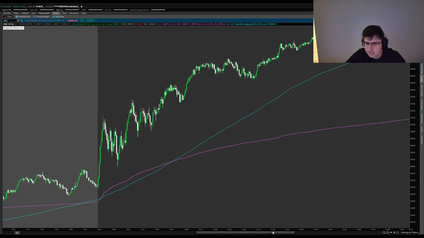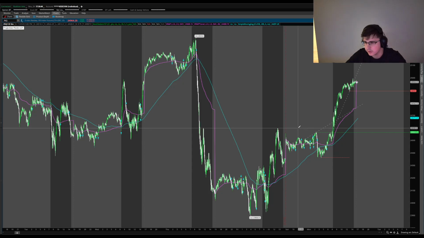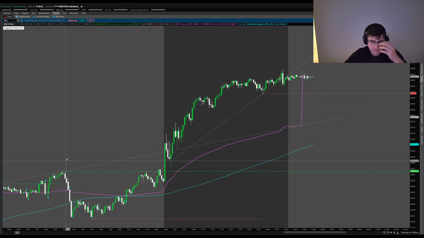As we can see, what are we going to do to draw a support zone? We're going to draw two levels of support. So let's go to the 5 minute time frame here. What are the two levels of support?